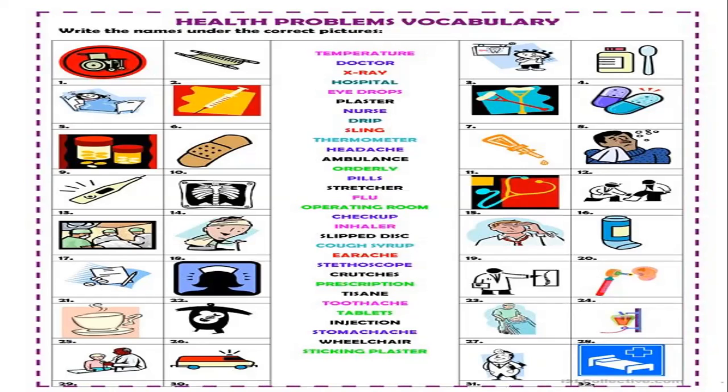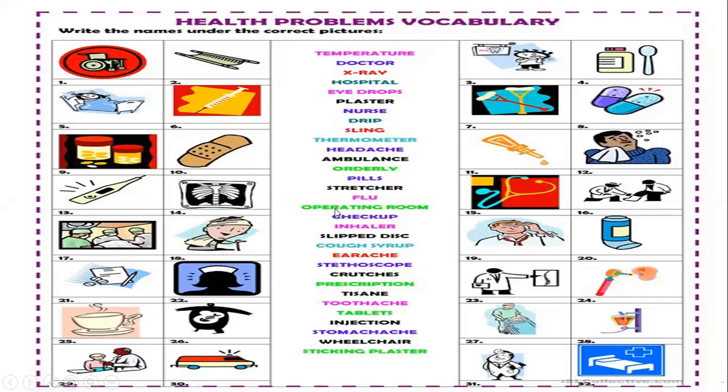Operating room, mm-hmm. 17. Could you repeat, please? 17. Let's see, 17. 17 is here, so what is your... Operating room. Yes, it could be, let's see, what is the word? Operating room. Let's see, doctor. Operating room. Yes, operating room. Yes, that's right. Okay. Okay, excellent.